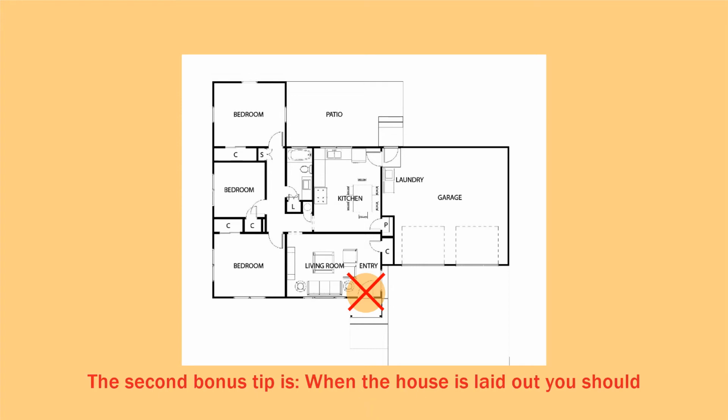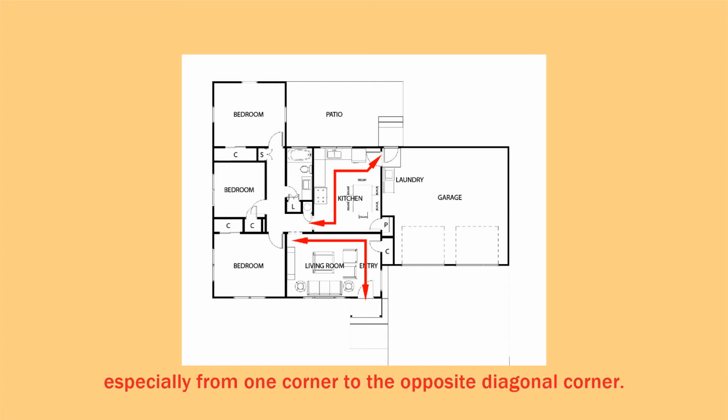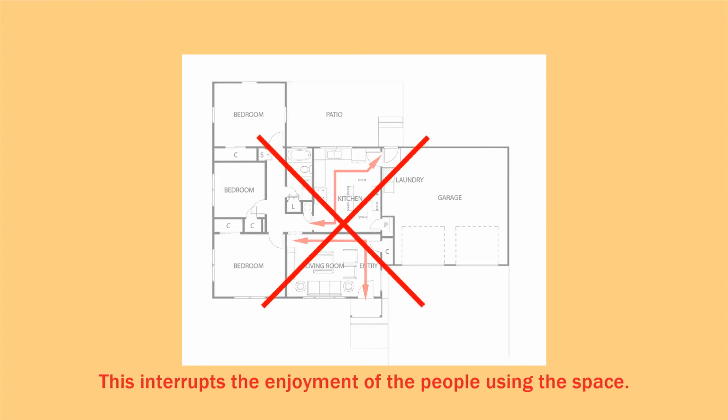The second bonus tip is, when the house is laid out, you should never force circulation between different areas of the house to cross through the room, especially from one corner to the opposite diagonal corner. This interrupts the enjoyment of the people using the space.